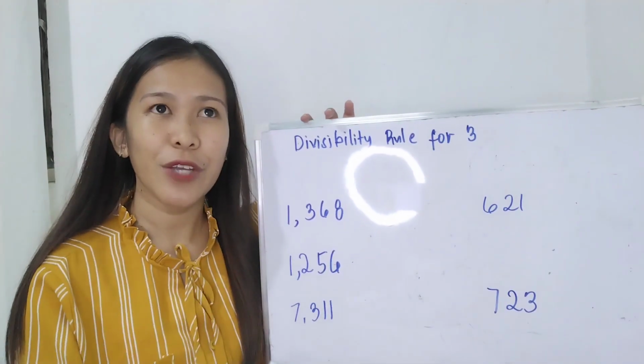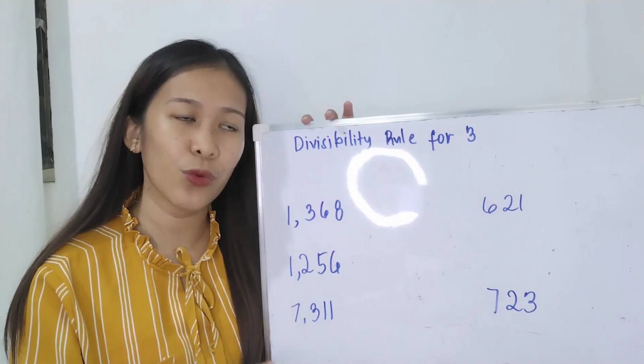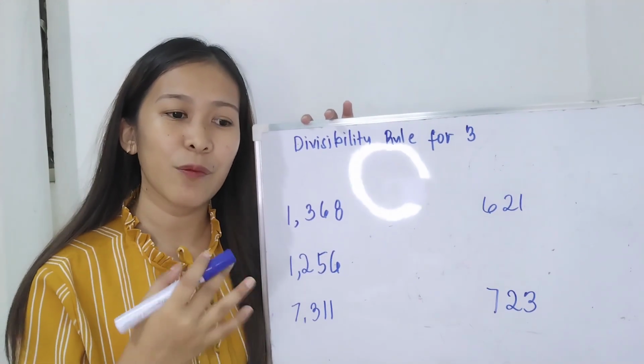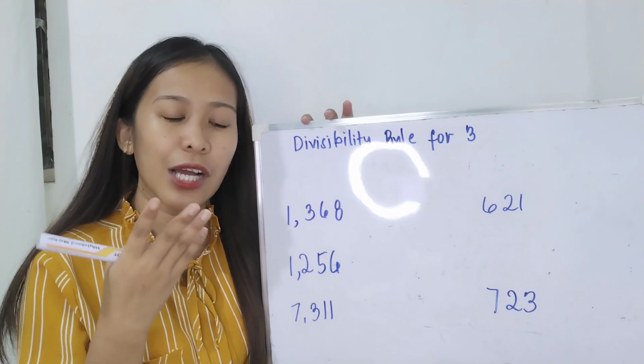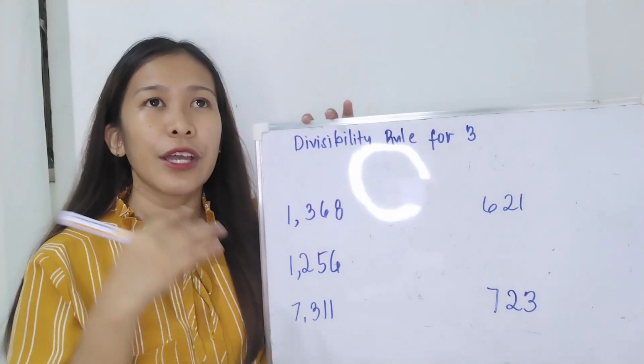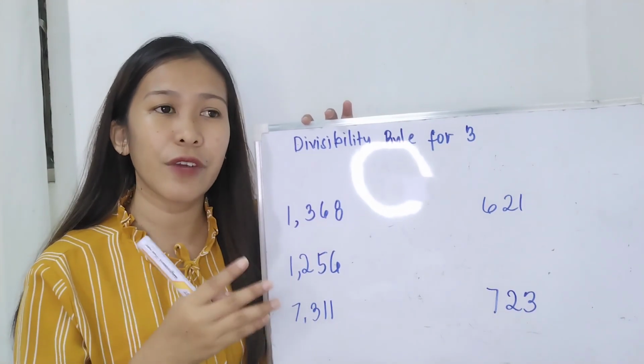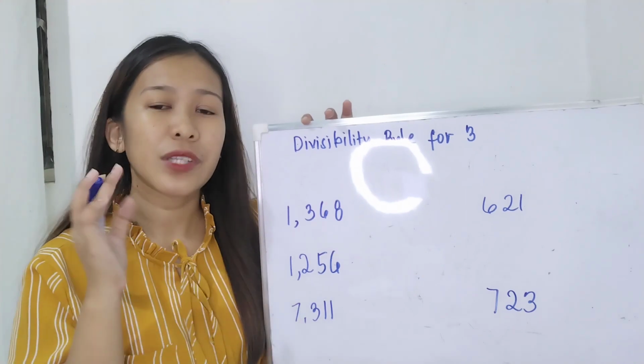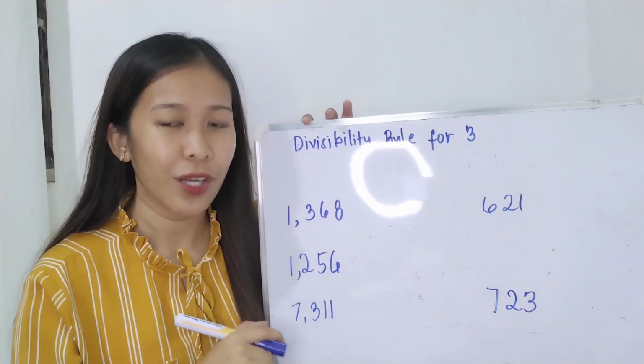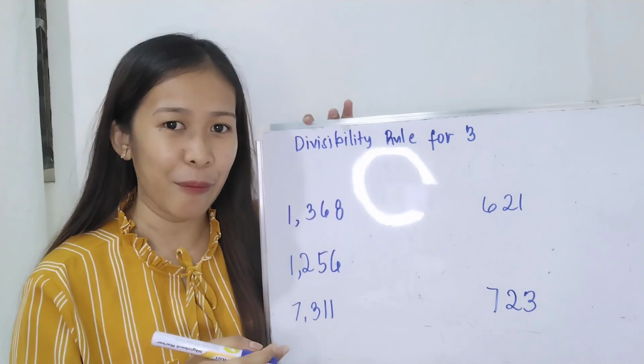So ano ba yung kahalagahan ng divisibility rule? This is very important. You can actually identify or know if a number is divisible by 3 even without doing a long division or even without dividing them.